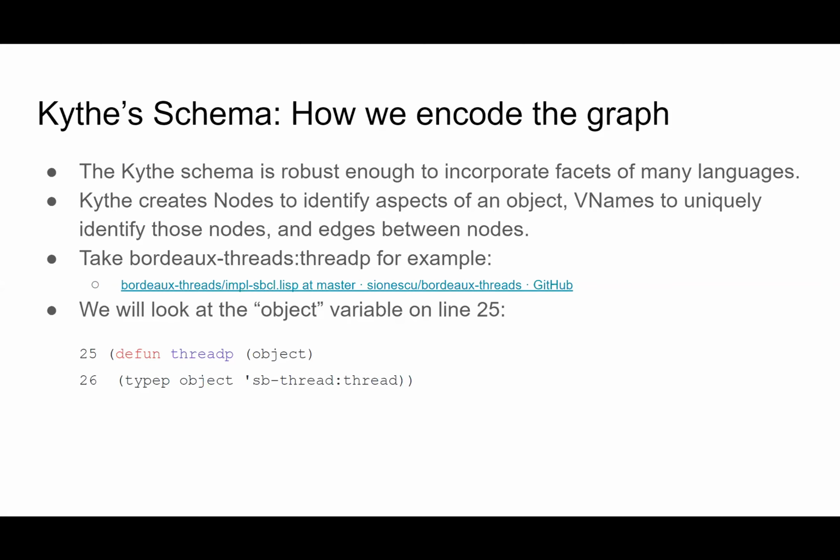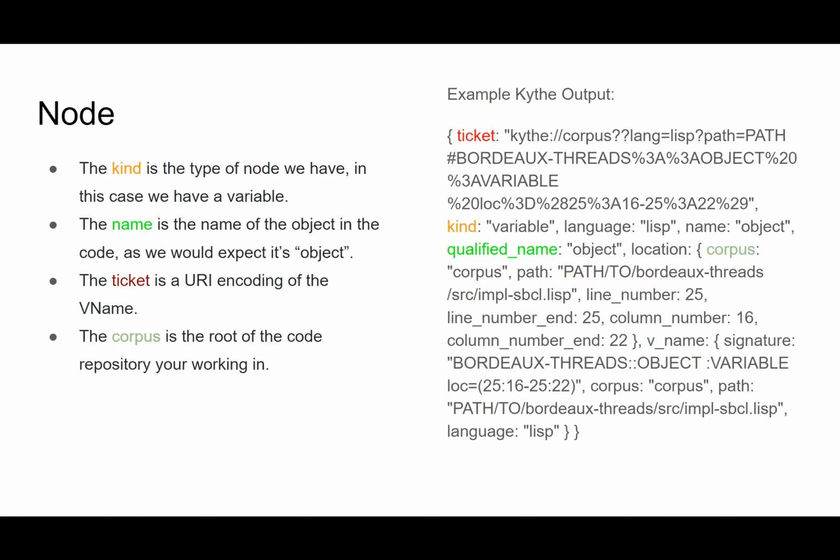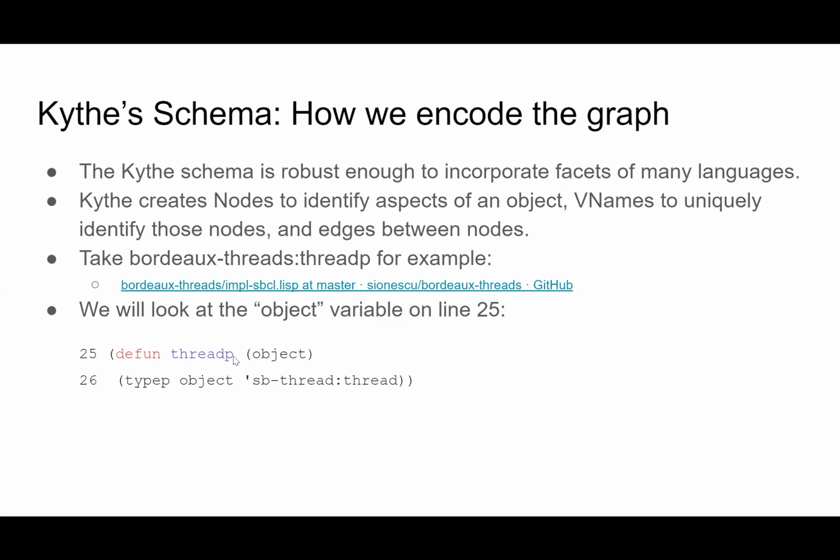So we're going to take the function thread p from Bordeaux threads, namely impl-sbcl.lisp. Okay, so on line 25, we see defun thread p object, type p object, sb thread. Now, we're going to look specifically at this object right here.